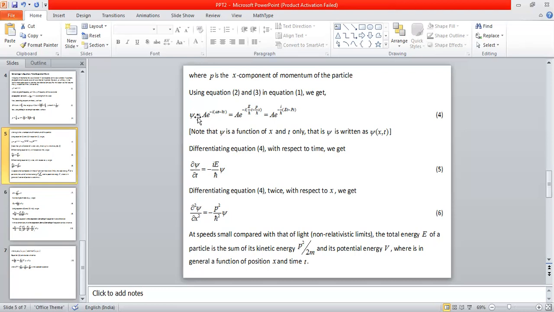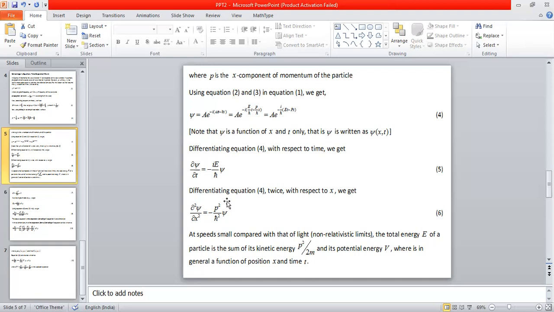We are going to differentiate equation 4 with respect to time. If we differentiate equation 4 with respect to time, we are going to get dou psi by dou t. I have not done this differentiation completely here, but it is very easy to show that dou psi by dou t is equal to minus i E by h cross times psi. So once we differentiate equation 4 with respect to time and do a little simplification, we end up with dou psi by dou t equal to minus i E divided by h cross times psi, where i is the imaginary number, square root of minus 1. So this is equation 5.